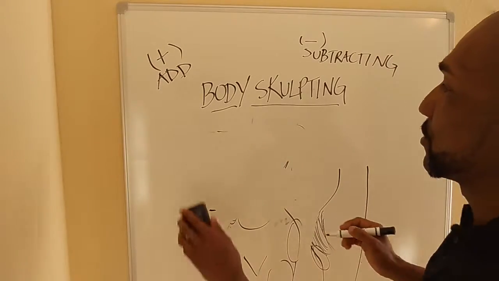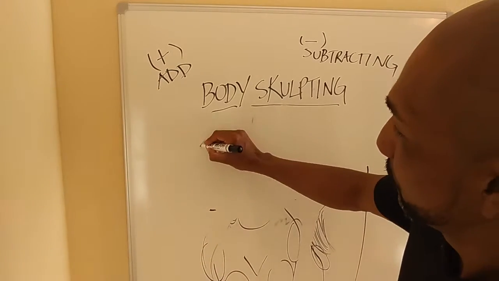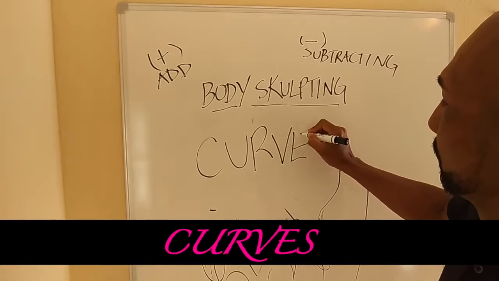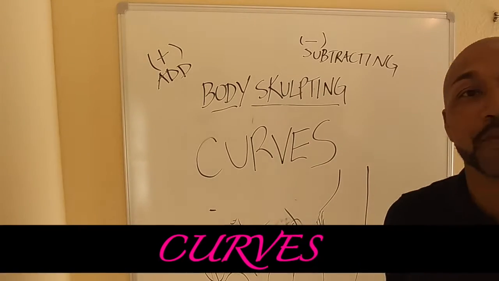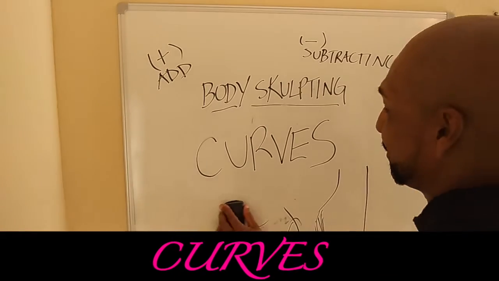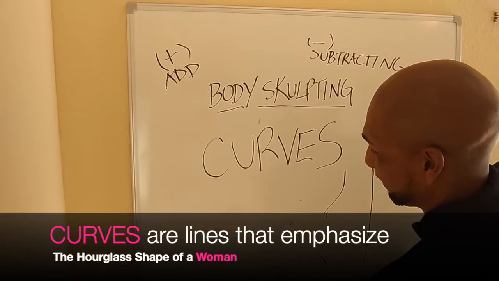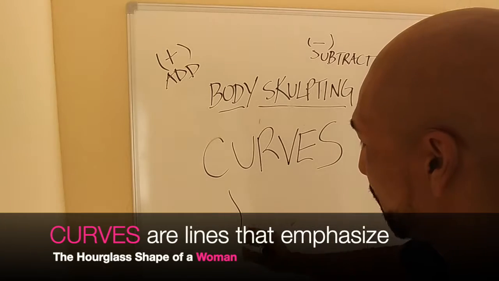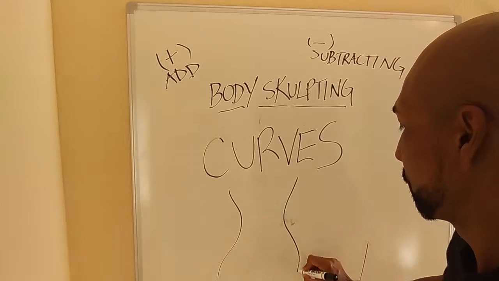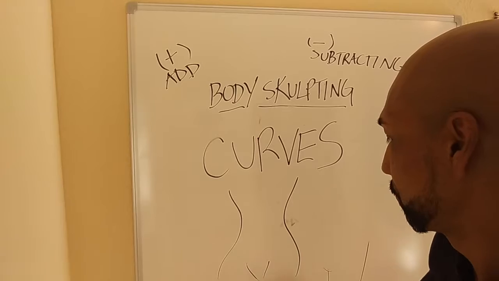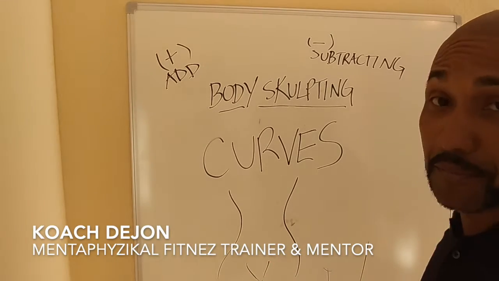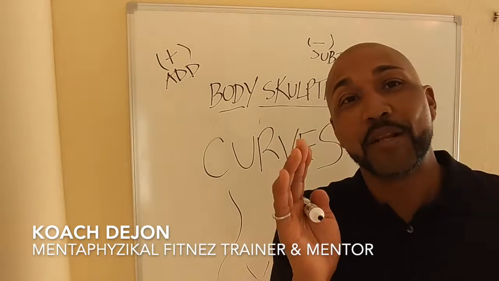That's what is referred to as curves. Curves are a blend of lines that emphasize the hourglass shape of a woman. That's curves. That's the first lesson in body sculpting.